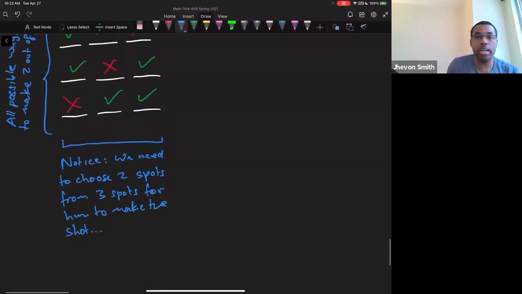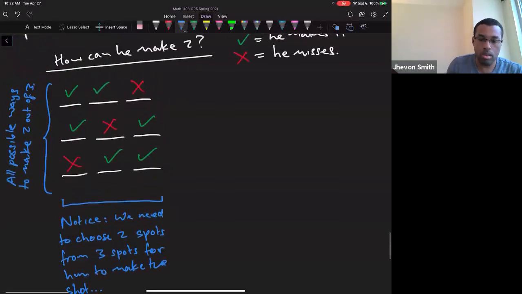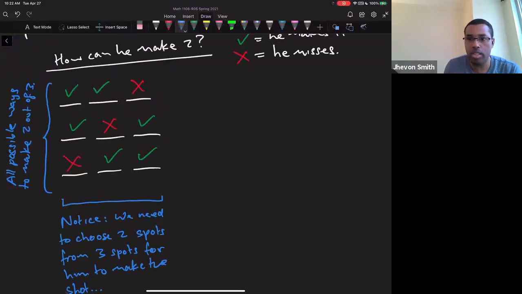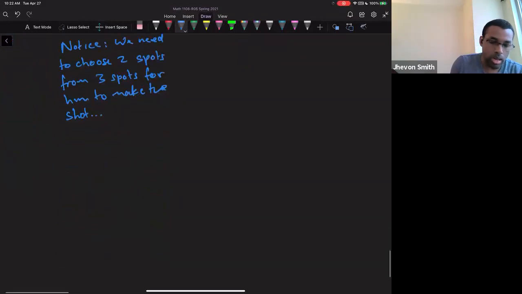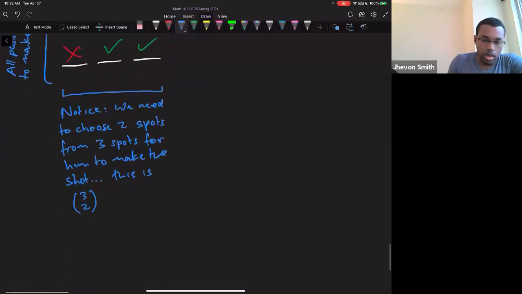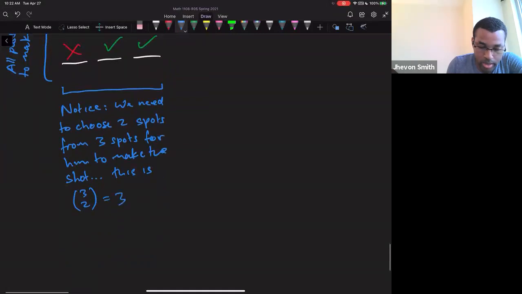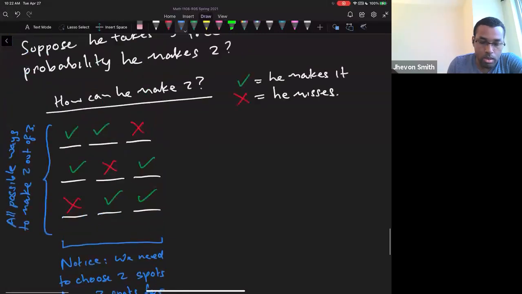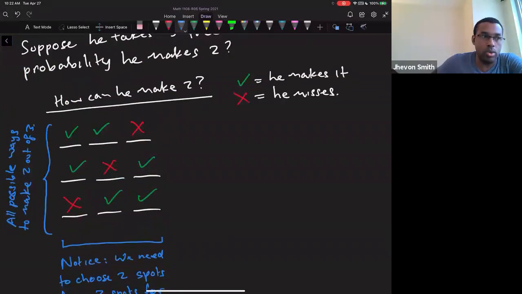And notice, I don't care about the order, right? I don't care which order he makes the 2 in, just that he makes 2. So this is 3 choose 2, okay? Which is going to be 3 ways, which by just enumerating, you can see that there are only 3 ways.